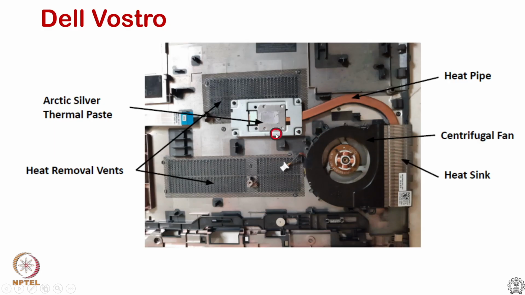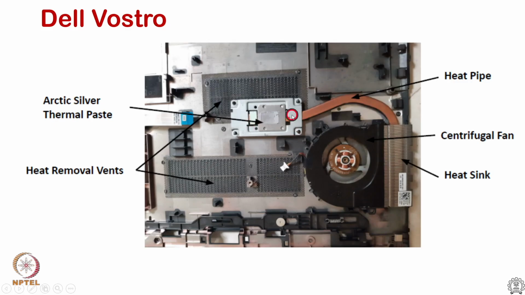So, why this arrangement is that you can't mount a heat sink right on top of it, because in a laptop you do not have space on top of it. So, this is called remote cooling. You remove the heat through the heat pipe and into this heat sink.